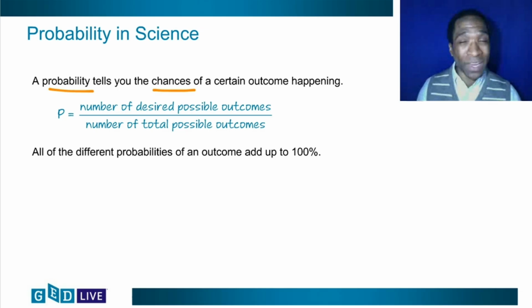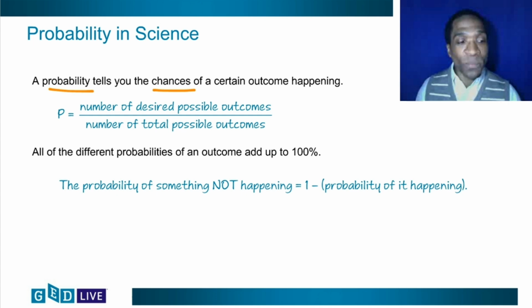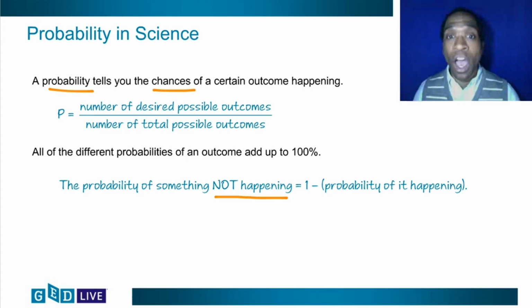Another thing to note because of that, if you want the probability that something does not happen, then you take the probability that it does happen out of 1. Sometimes that's easier to do. So you have this formula as well. So let's test this out.